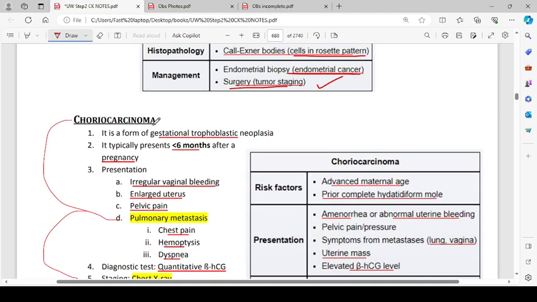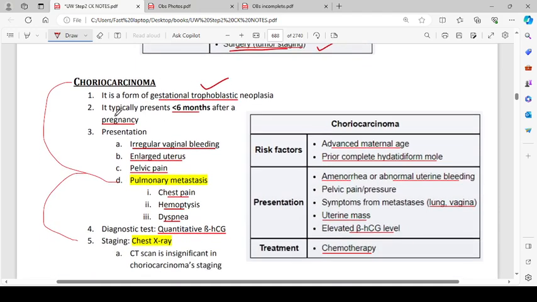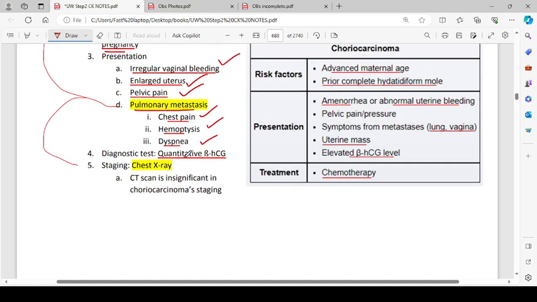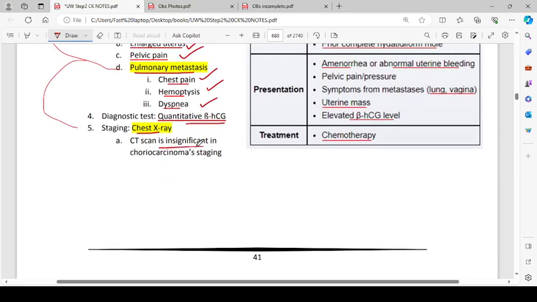Post tumor staging. Choriocarcinoma. It is a form of gestational trophoblastic neoplasia. It typically presents less than 6 months after pregnancy. Presentation is irregular vaginal bleeding, enlarged uterus, pelvic pain, pulmonary metastasis like chest pain, hemoptysis, and dyspnea. Diagnostic test is quantitative beta HCG. Staging is chest X-ray. CT scan is insignificant in choriocarcinoma's staging.